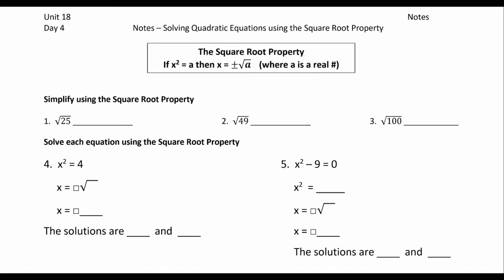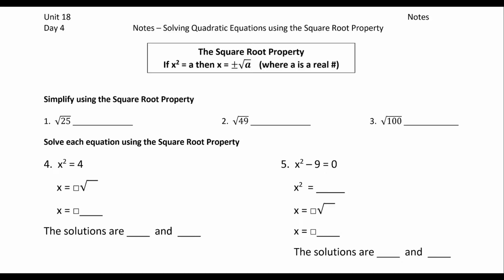Alright, so Unit 18, Day 4, Solving Quadratic Equations Using the Square Root Property. Now the square root property basically says that if x squared equals a, then after we take the square root of both sides, we're left with just an x. And on the other side, we have plus or minus the square root of a, where a is some kind of a number that we can all identify.